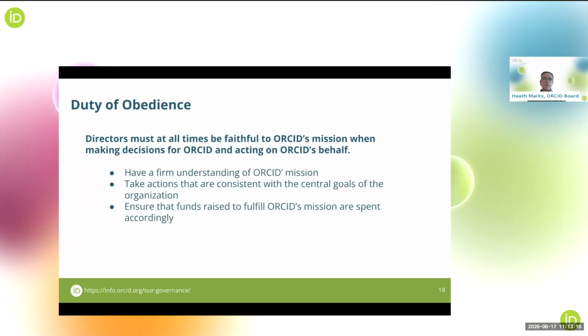And finally, the next one, duty of obedience. Directors must at all times be faithful to ORCID's mission when making decisions for ORCID and acting on behalf of ORCID. This is all about having a firm understanding of ORCID's mission, taking actions that are consistent with the central goals of the organisation, and ensuring that funds raised to fulfil ORCID's mission are spent accordingly in line with that.